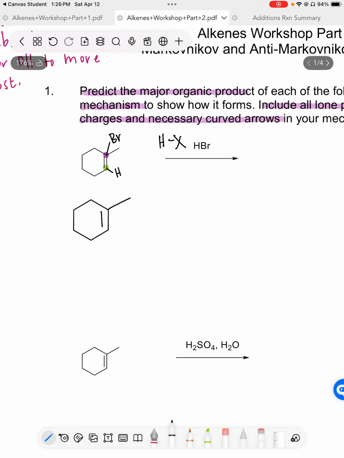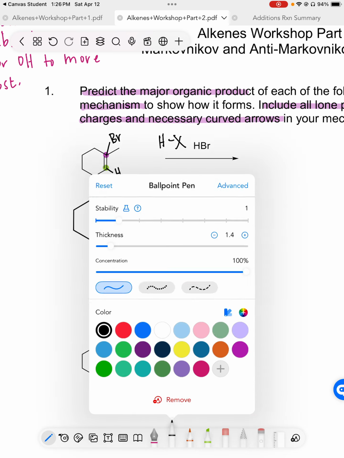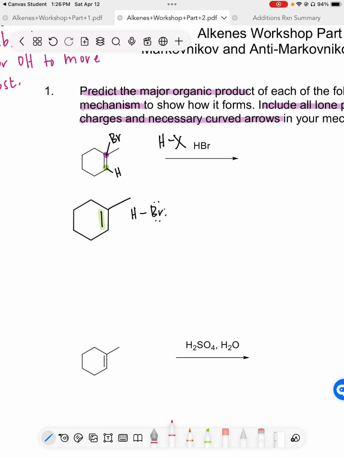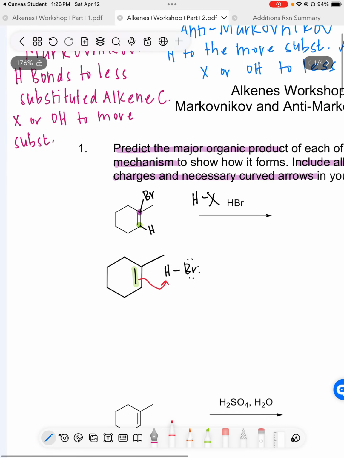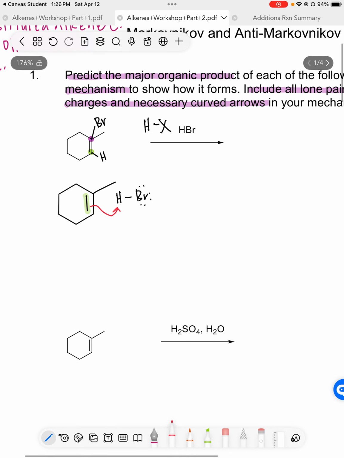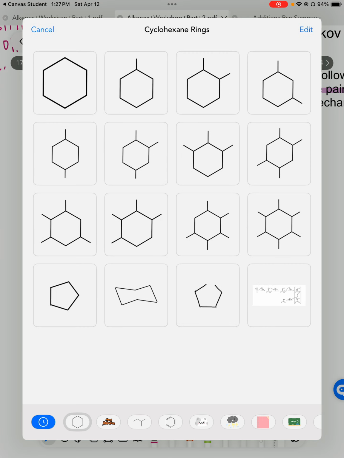But he wants us to draw the mechanism. So remember that always with your addition reactions, the thing doing the attacking is the electrons in the pi bond. So they're going to attack the H first. They're just going to pluck him right off, and they're going to add him to the less substituted alkene carbon because it is a Markovnikov reaction.